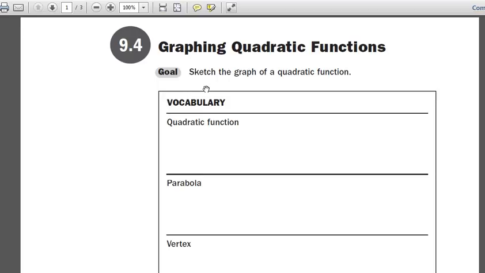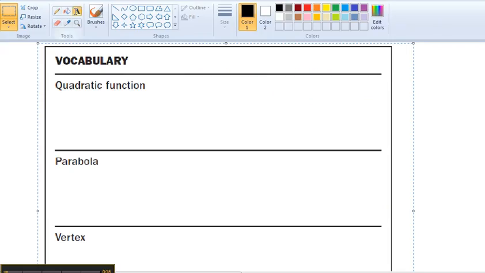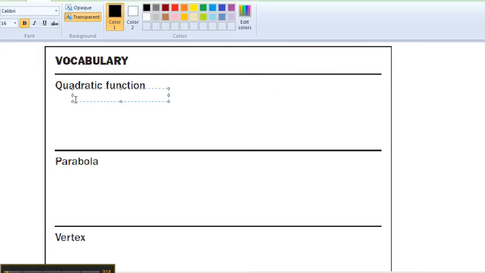Now we'll begin talking about quadratic functions. So our goal here today is to be able to sketch the graph of a quadratic function. So a quadratic function is actually written in a form like this. Actually, we'll do a little definition first.